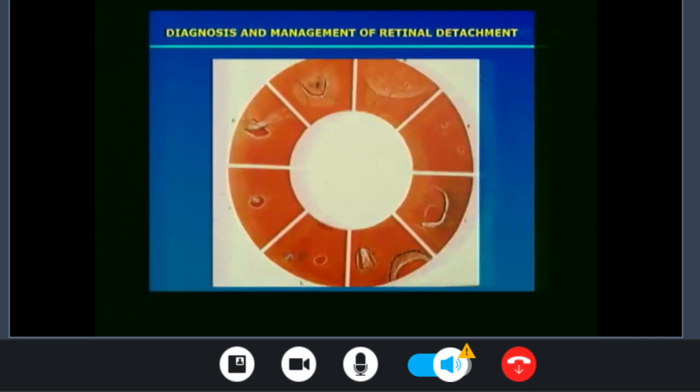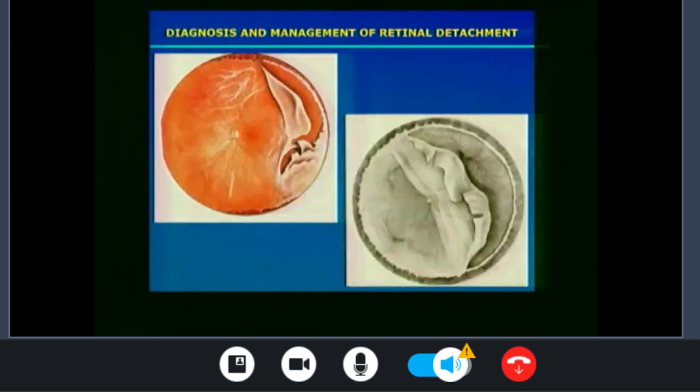So these are examples of flap tears. Flap tears, you can see the flap is attached to the pseudohaloid, and these are the tears that cause retinal detachment. And this is operculated. The piece of the retina is completely separated, and the risk of detachment here is less. And these are atrophic holes.